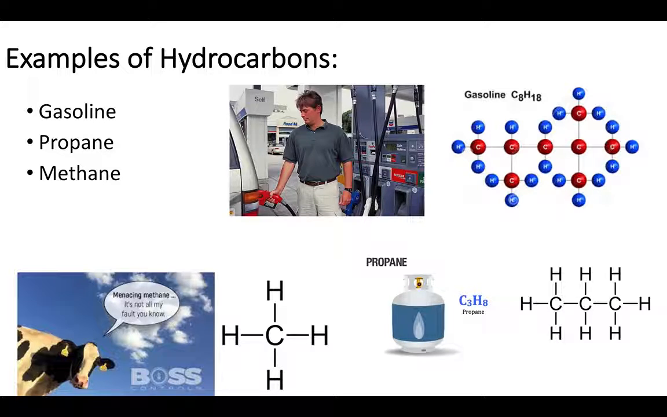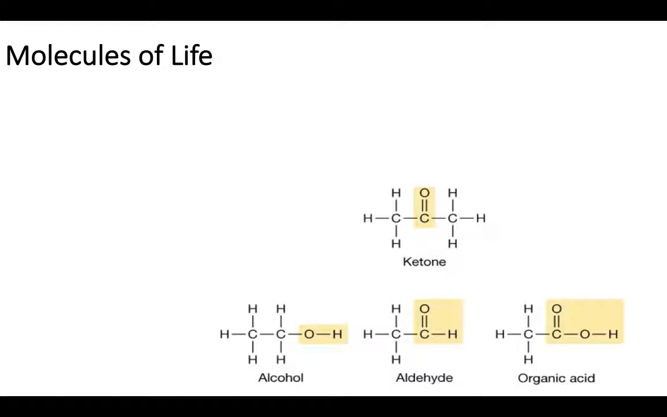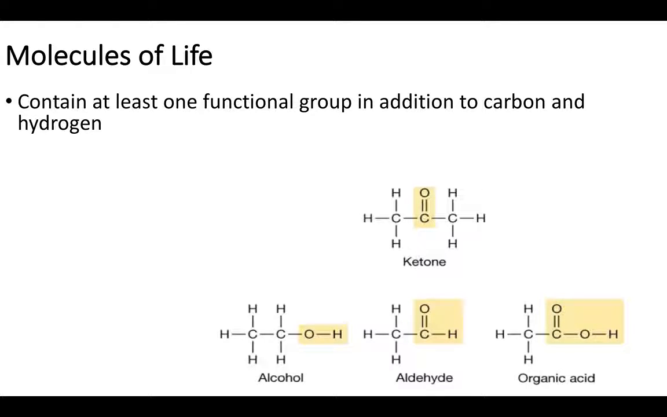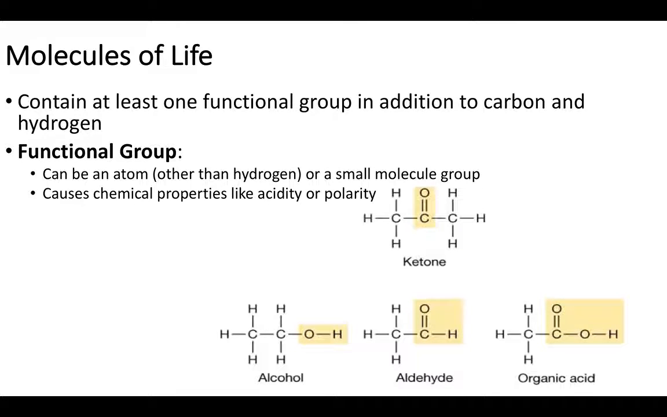And that is simpler. It's 1 carbon and 4 hydrogens. Molecules of life are a little bit more complicated than simply carbon and hydrogen. They contain at least 1 functional group, in addition to that carbon and hydrogen. So what is a functional group? A functional group can be an atom or it can be a small molecule group. And the functional group causes chemical properties like acidity or polarity.